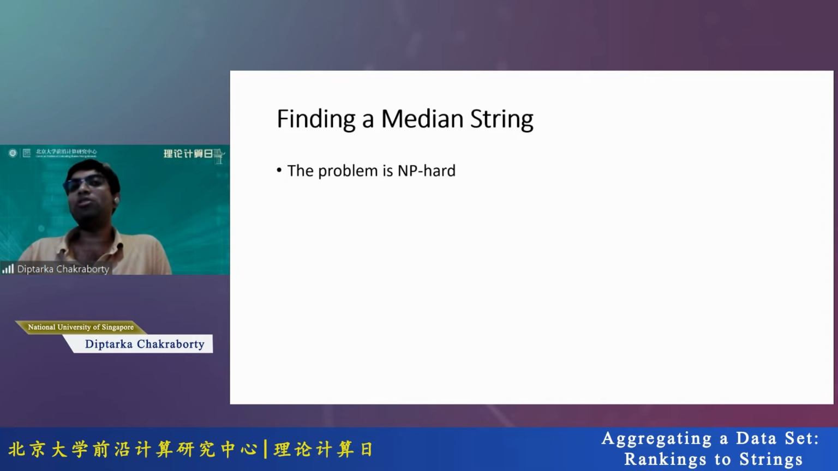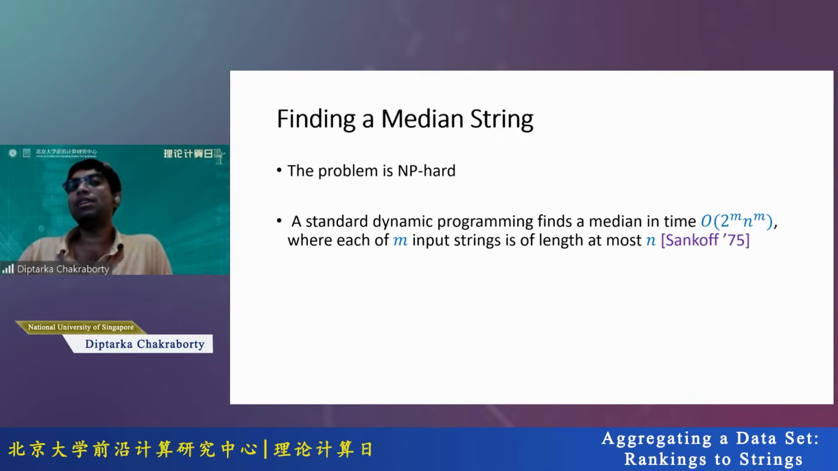But unfortunately, with respect to edit distance, this problem is NP-hard. However, by extending our classical dynamic programming algorithm that finds the edit distance for two strings, one can find the median string too. But now the complexity becomes exponential: essentially 2 to the m times n to the m, where n is the length of each input and m is the number of inputs. So this is exponential in m, the number of inputs. As long as the number of inputs is constant, this is polynomial time.